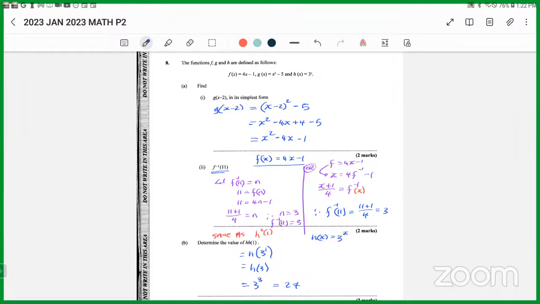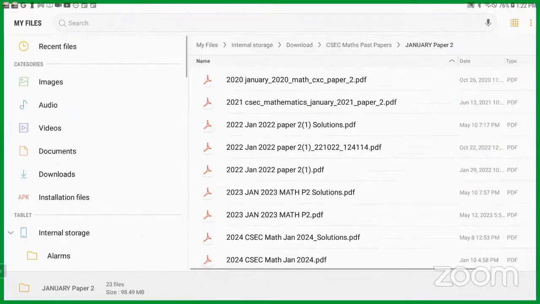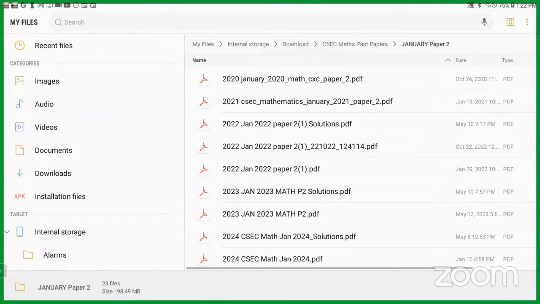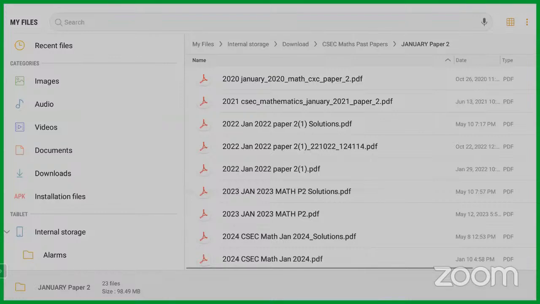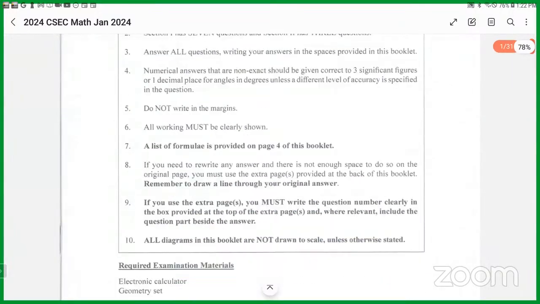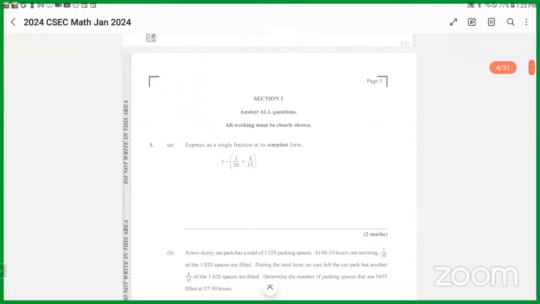All right. So that was January 2023. Let's look at 2024, a recent paper. Let's look at 2024 January. So let's see if there's any function down. Sometimes it comes in section 1, sometimes in section 2. Functions basically just need practice. Really, really easy stuff. Practice, practice, practice.